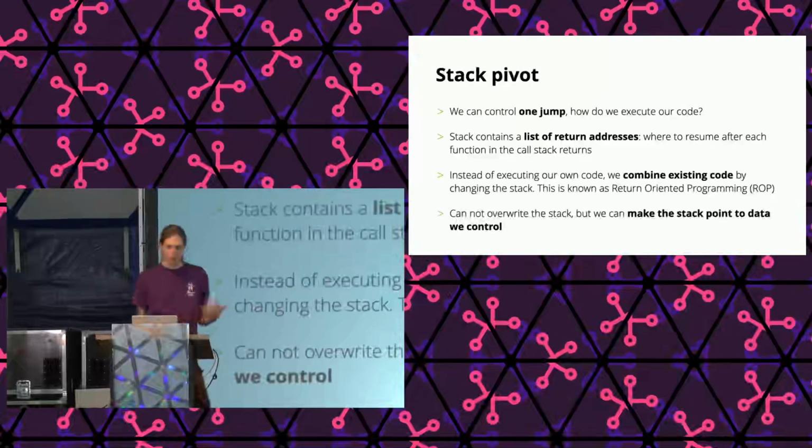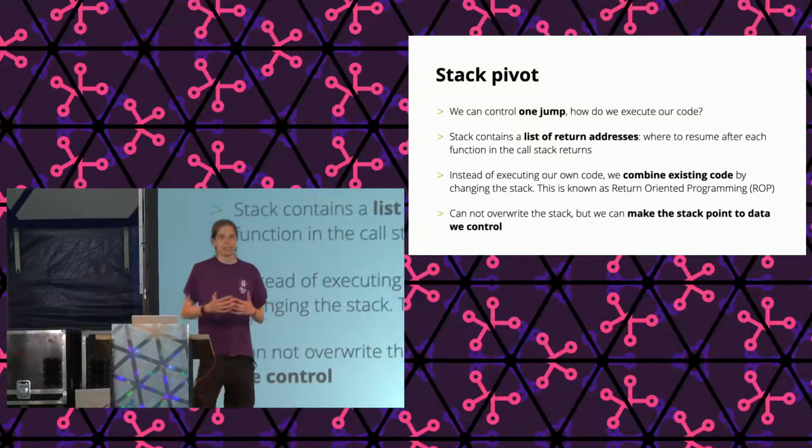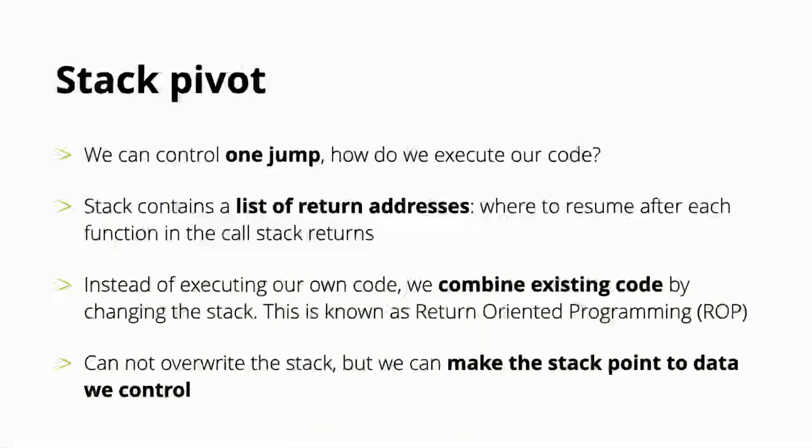So that's why we needed to find something that's known as a stack pivot. And what this basically means is that we can replace the location of the stack pointer. So instead of overwriting a stack, we just redefine the stack to be somewhere else in memory.